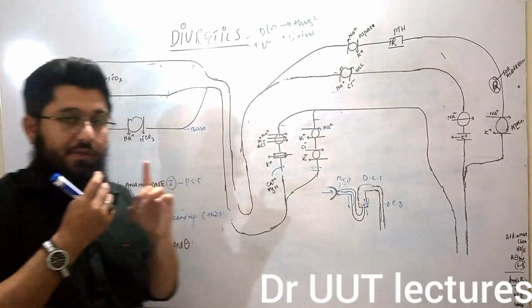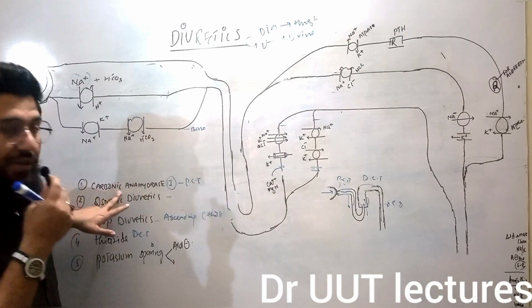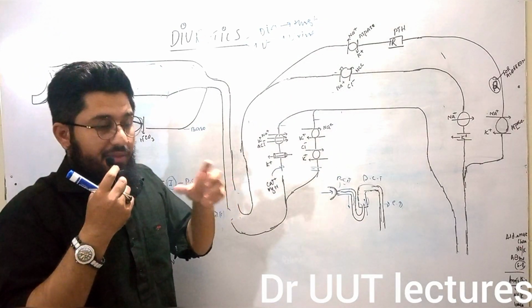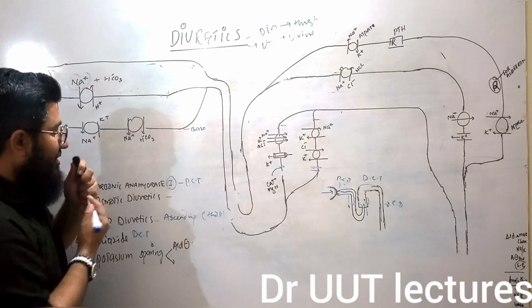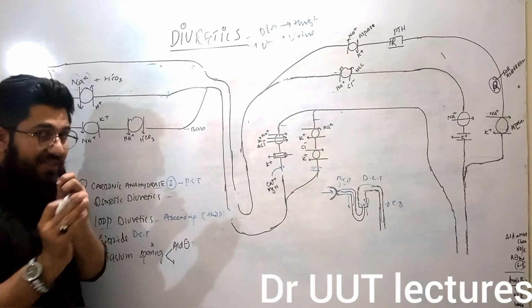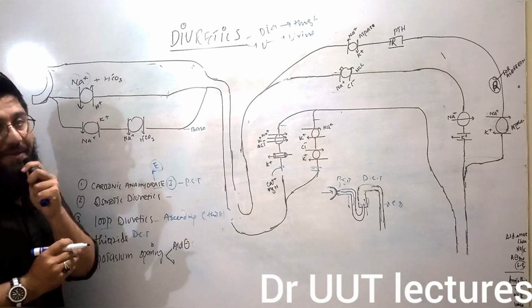The very first one, carbonic anhydrase inhibitors. Now, first of all, let's know the name, carbonic anhydrase. This is actually an enzyme. Whenever you get this pronunciation in some words, oftentimes this means that this particular thing is an enzyme.